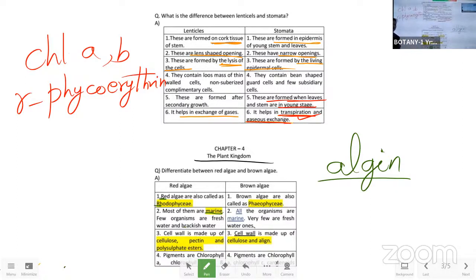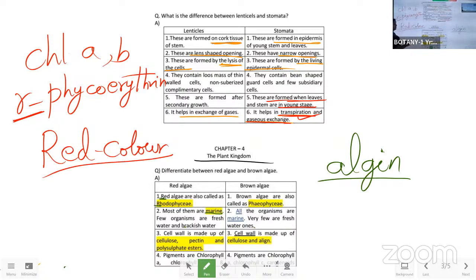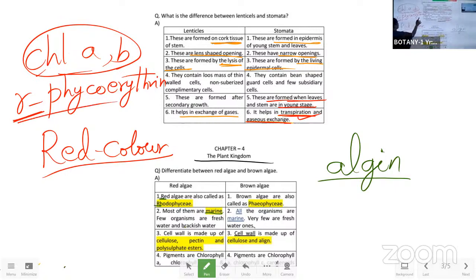Remember this. Phycoerythrin is the pigment that gives the orangish red color for the plant body. But here it is having only the r-phycoerythrin. That means a completely red color for the organism. So how to remember? Chlorophyll a and b are the ones that do the photosynthesis. The main function is to do the photosynthesis. Coloring was given by the r-phycoerythrin.